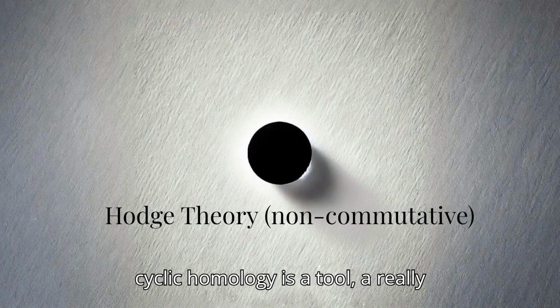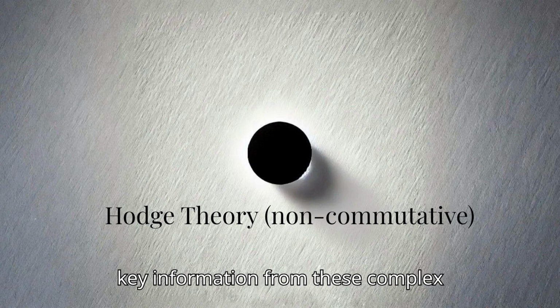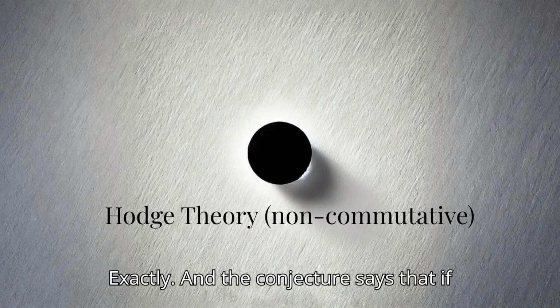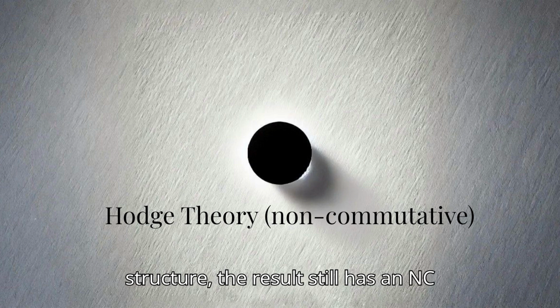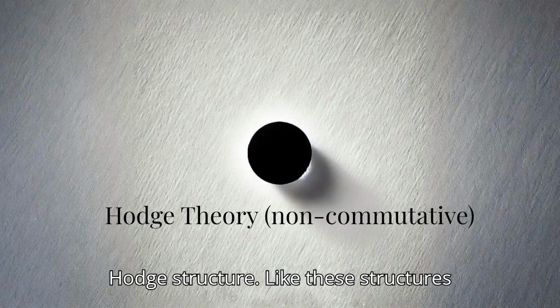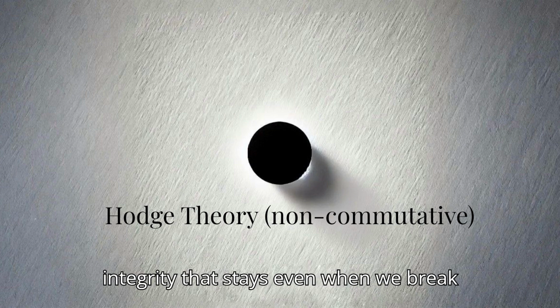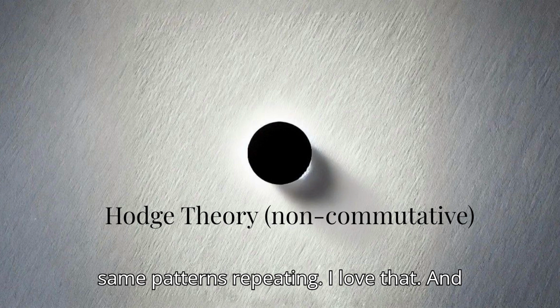Periodic cyclic homology is a tool, a really sophisticated one, that helps us extract key information from these complex mathematical objects. So it's like a filter. Gets rid of the noise and shows us the real structure underneath. Exactly. And the conjecture says that if we use this tool on an NC-Hodge structure, the result still has an NC-Hodge structure. Like, these structures have this resilience, a deep mathematical integrity that stays even when we break them down. So they're kind of like fractals. Zoom in or out, and you see the same patterns repeating.